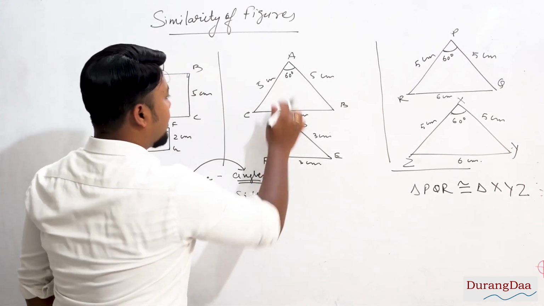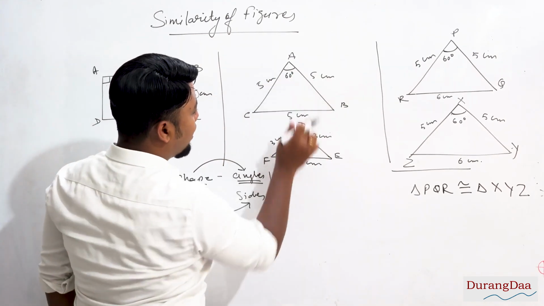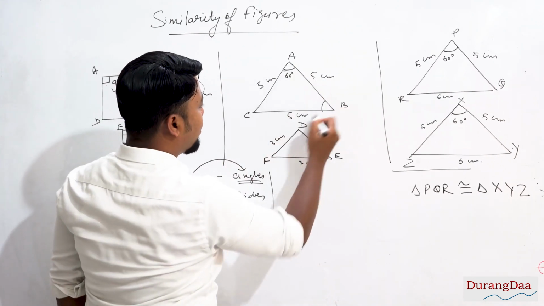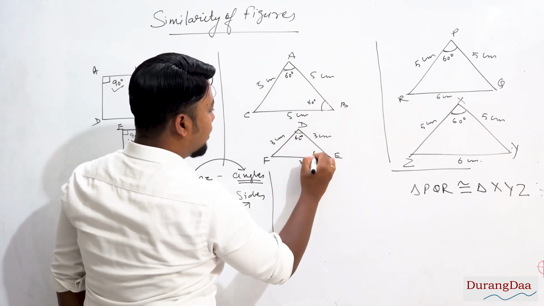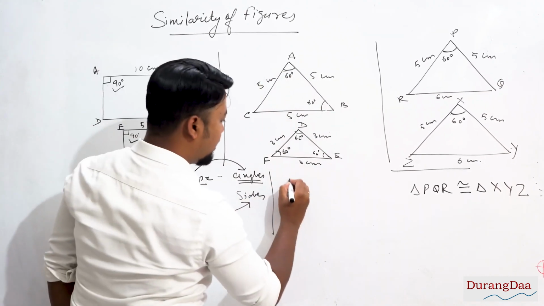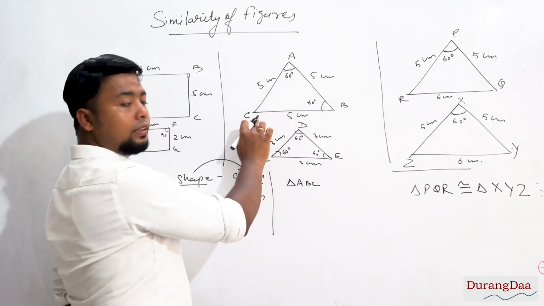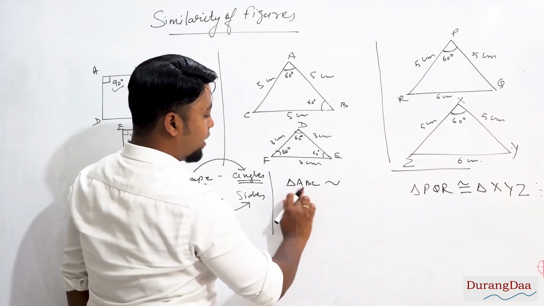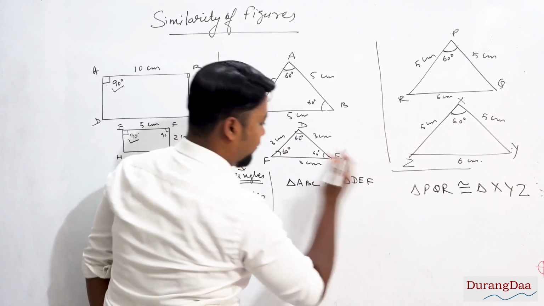Similarly here, if you compare these two, the corresponding sides, this is 5, this is 3, the sides are not equal, alright. But if you check the angles, the corresponding angles, each angle is 60 here, all the angles are equal, alright. That means the corresponding angles are also equal. So here we may write triangle ABC, be careful about the order of the vertices, is similar. This is the symbol used to write similar. Triangle ABC is similar to triangle DEF, alright.